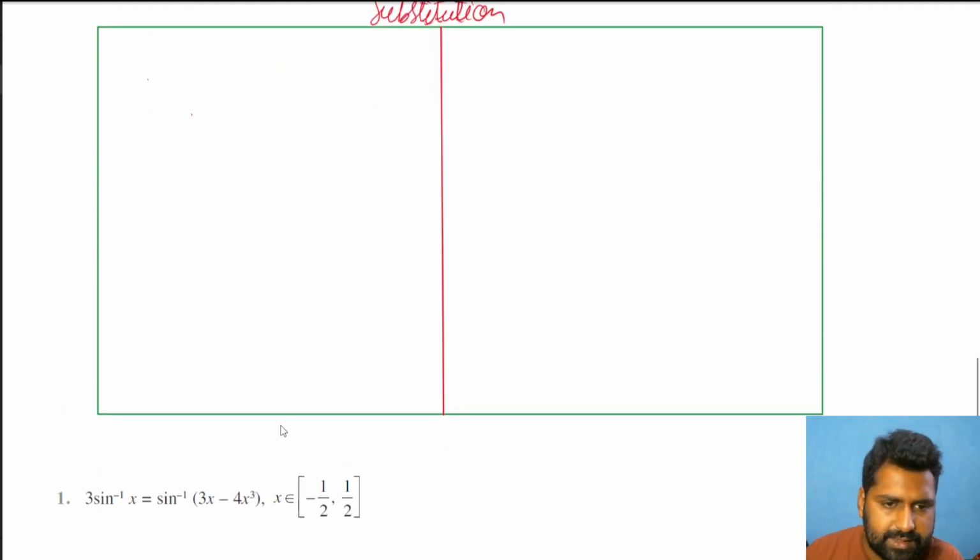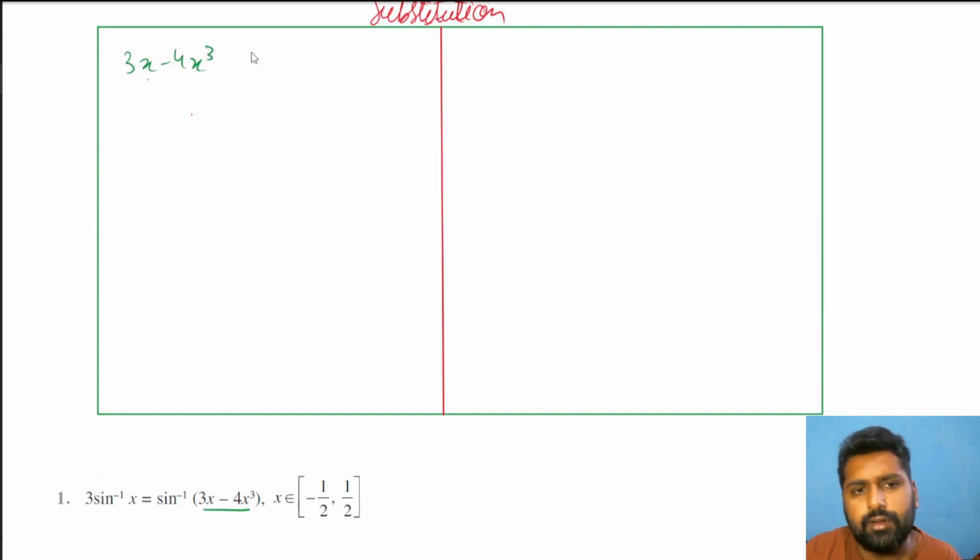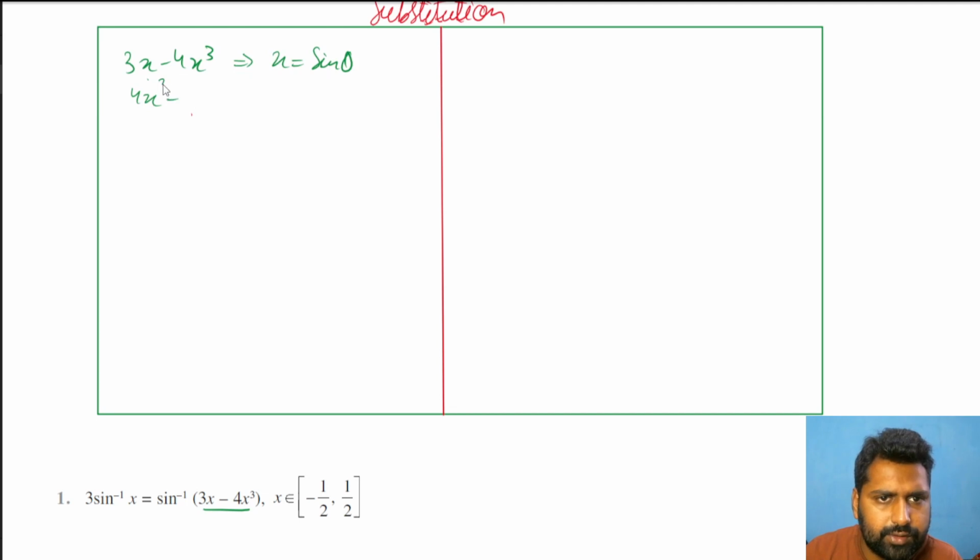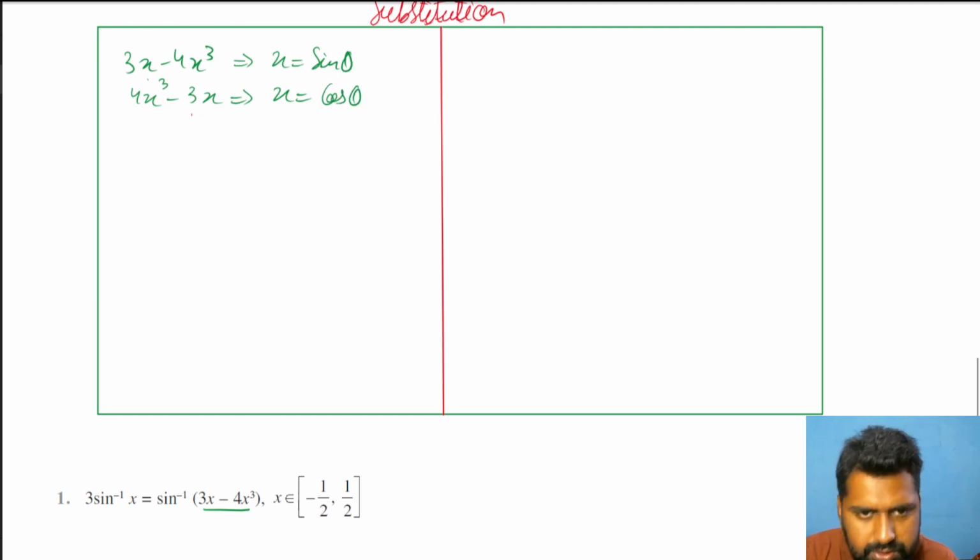So if you look at this expression 3x minus 4x cube, if you ever get this kind of expression, you have to put x as sine theta. If it is reversed, 4x cube minus 3x, you have to use x as cos theta. Now let's see how it helps. Actually, I'll take both the questions together.